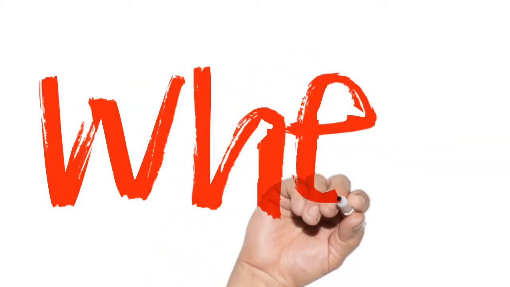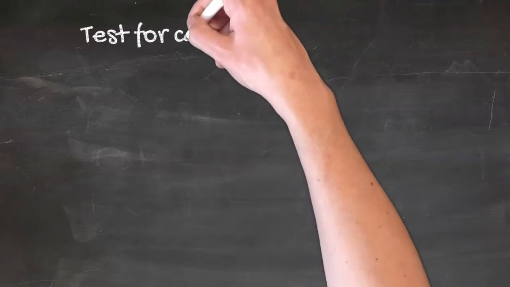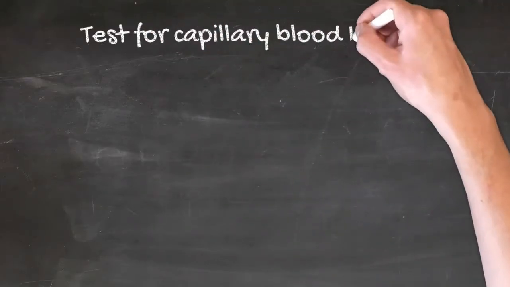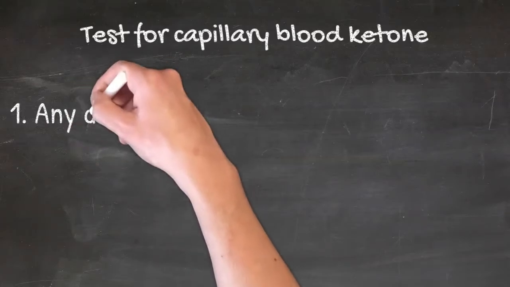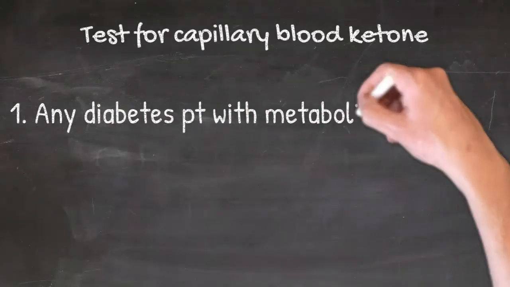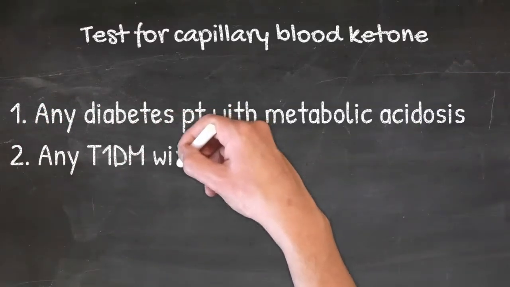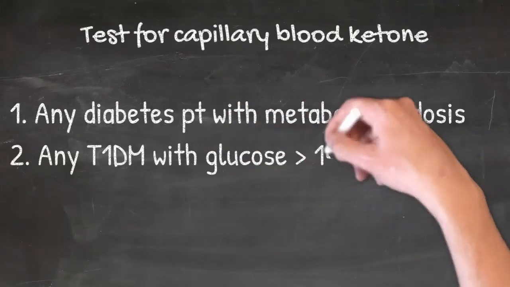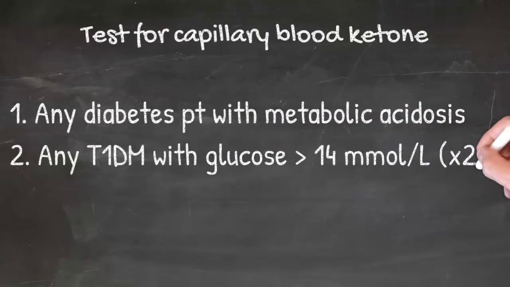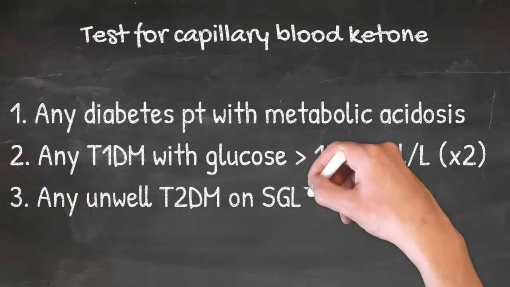The other important question to know is, when should a patient with diabetes have a ketone test done? You must test for capillary blood ketones in any patient with diabetes with metabolic acidosis. Anyone who has type 1 diabetes and blood glucose more than 14 on 2 occasions should have a ketone test done. Anyone who is unwell with type 2 diabetes and is taking one of the newer medications in the group of SGLT2 inhibitors, which end in the name of gliflozins, should have a ketone test.